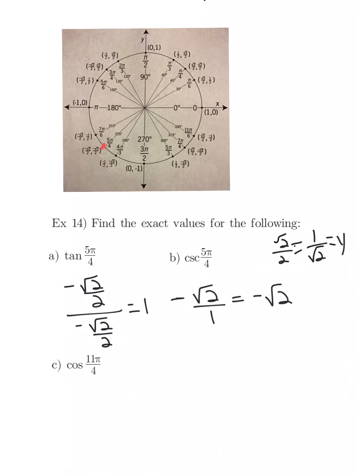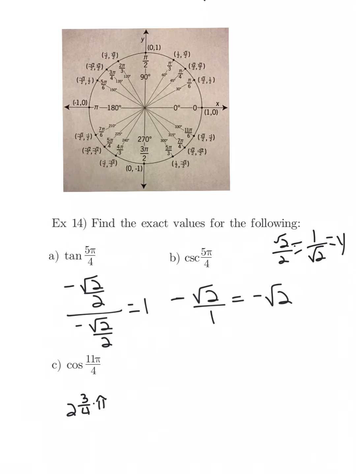On problem C, we are asked to find the cosine of 11 pi over 4. 11 pi over 4 is more than 1 revolution, if you think about that. 11 over 4 is the same thing as 2 3/4. So we can think of this as being 2 3/4 times pi.